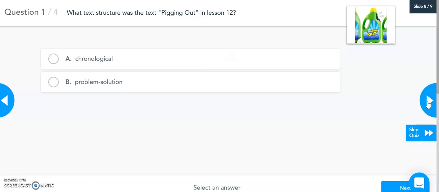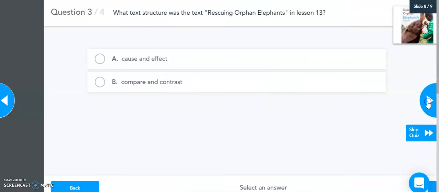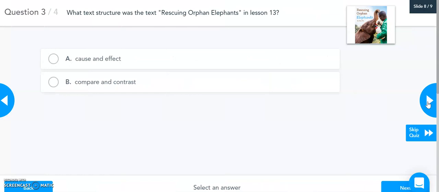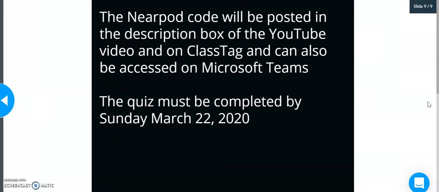Question 1 is, what text structure was the text Pigging Out in Lesson 12? Question 2, what text structure was the text Treasures in the Trash in Lesson 12? Question 3, what text structure was the text Rescuing Orphan Elephants in Lesson 13? And question 4, what text structure was the text Elephant Emotions in Lesson 13?